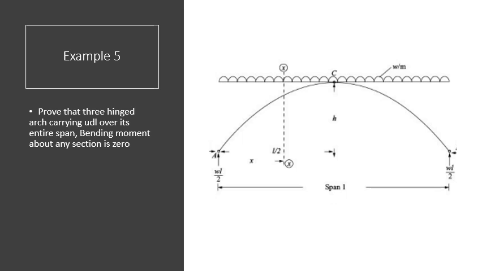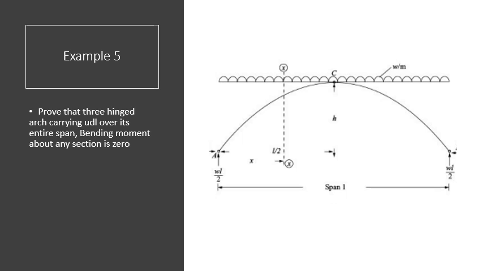If the UDL is acting over the entire span, then the bending moment at any section is 0. So draw the three-hinged arch. Show the UDL over the entire span. Since only the UDL is acting, the reactions will be WL by 2 on either side. Consider any section at a distance x from the left end.